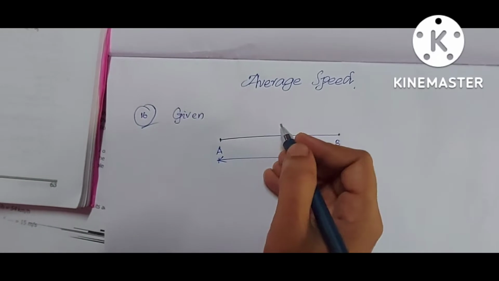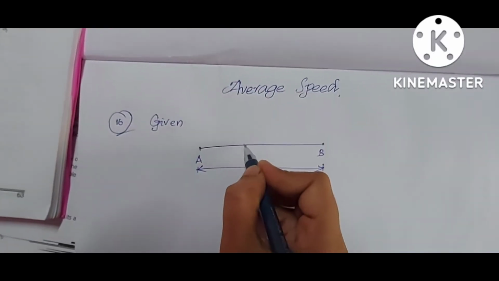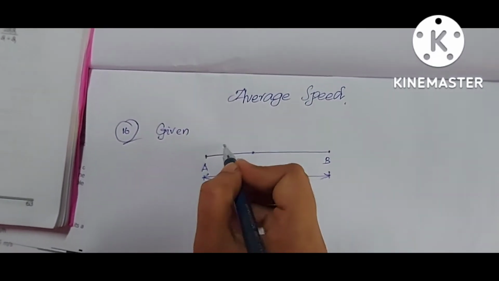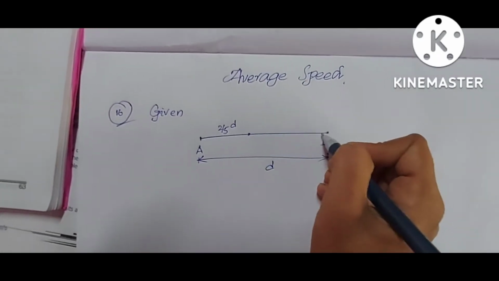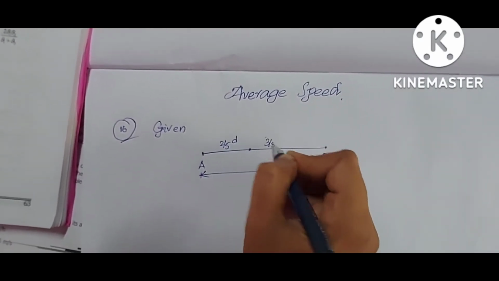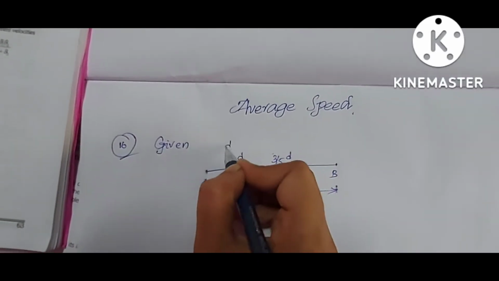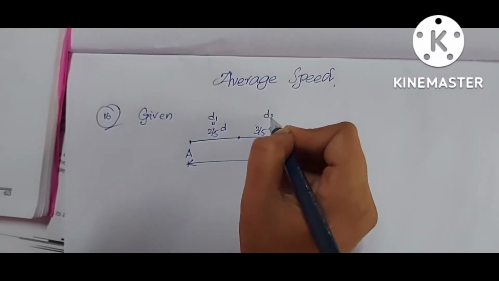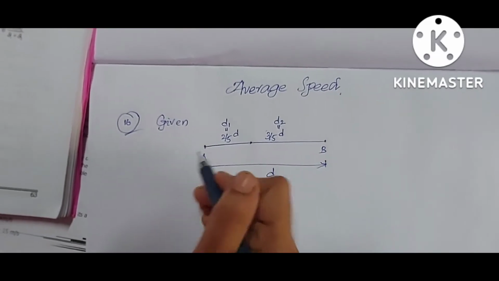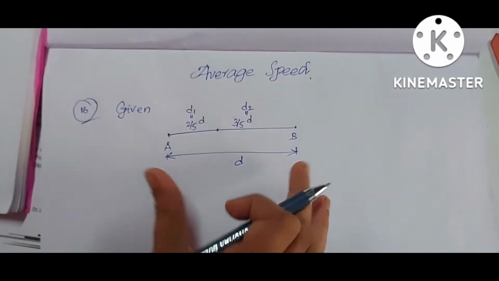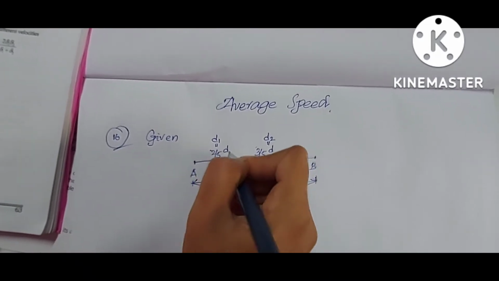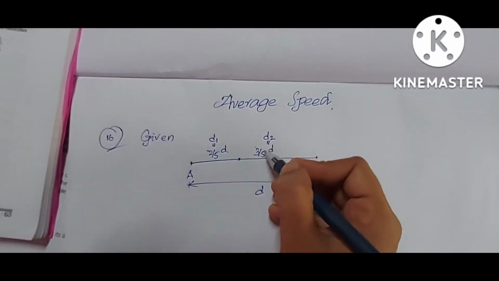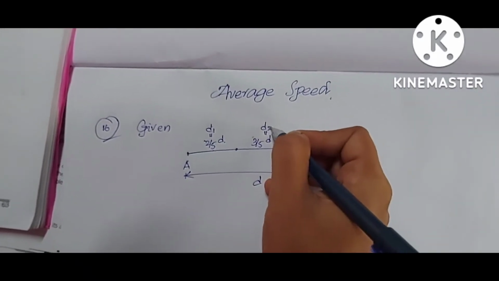And they had taken 2/5 of the distance, that means 2/5 of D, and the next is 3/5 of the distance. Let this be D1 and this be D2. So the total distance from A to B is D, and they had given that 2/5 of the distance is D1 and 3/5 of the distance is D2.